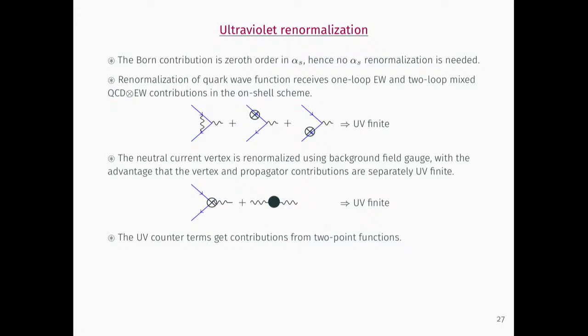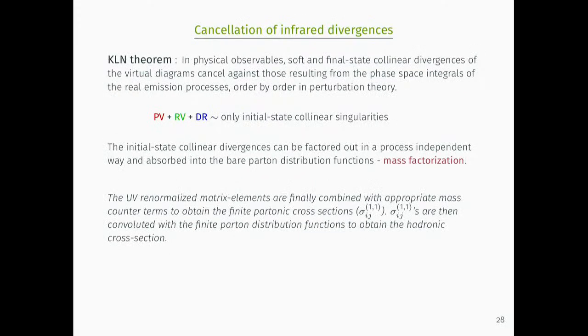Okay. And as I discussed, regarding the cancellation of the infrared divergences, the initial state collinear divergences remain once we sum all of them, and that is absorbed through the mass factorization.